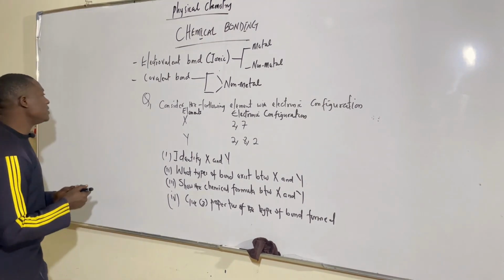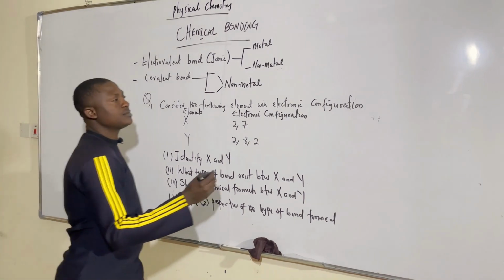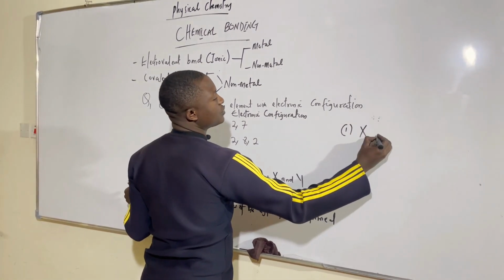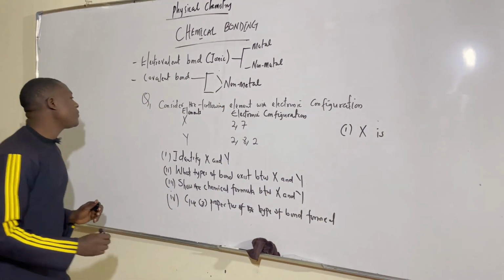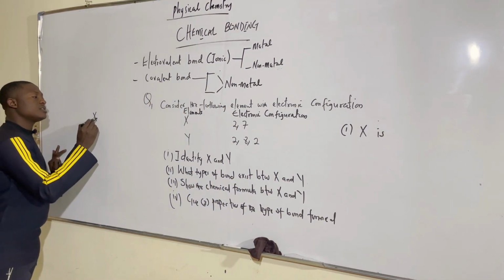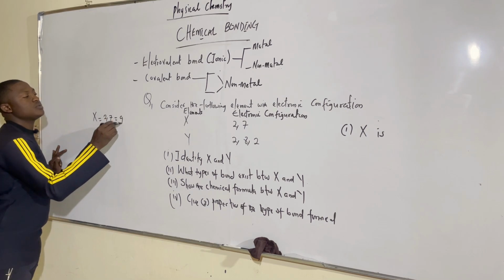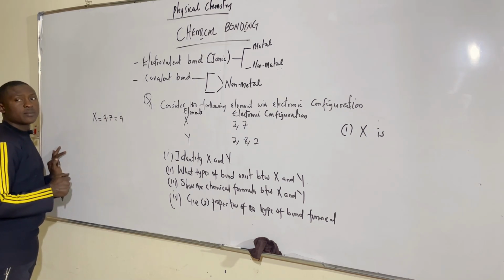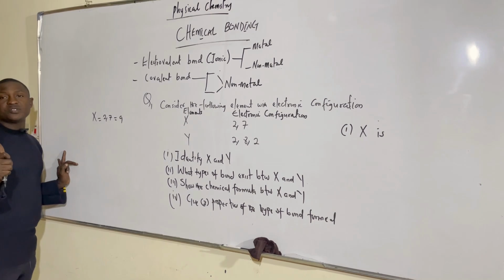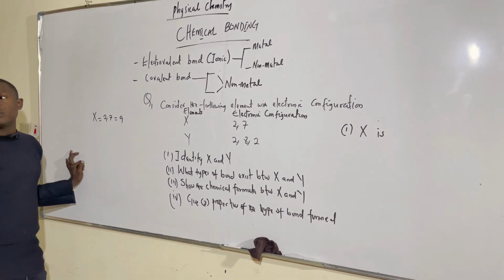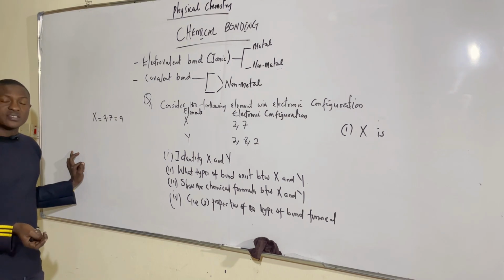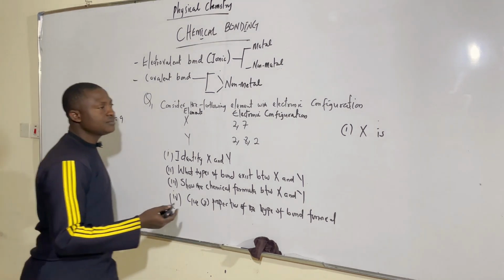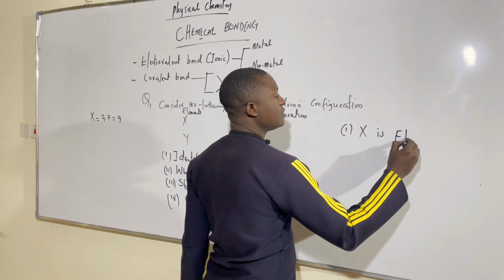So now let's see for the element X. We want to determine which element is X. For X, we have 2, 7. So 2 plus 7 is 9. Which element do we have in number 9? Hydrogen, helium, lithium, beryllium, boron, carbon, nitrogen, oxygen, fluorine. The one we have in number 9 is fluorine. So X is fluorine.